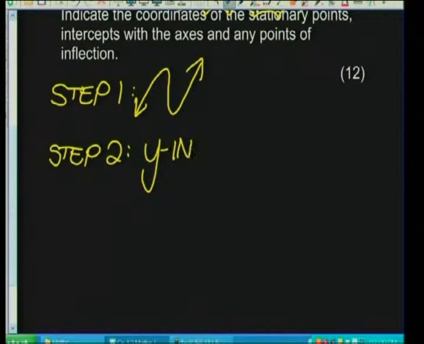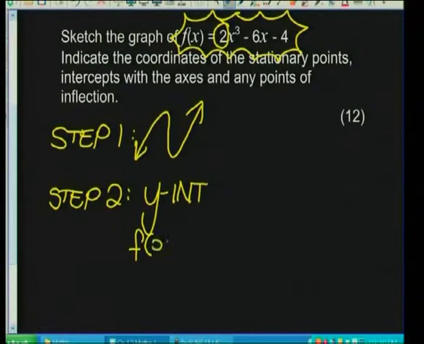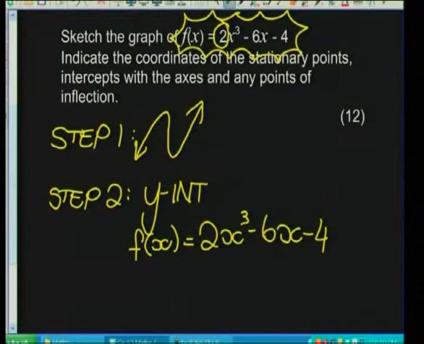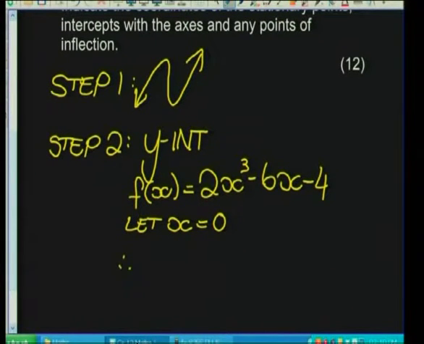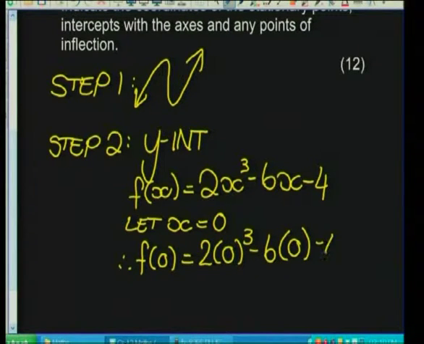Step 2. Let's work out in step 2 what our y-intercept is. Remember, with any function, when you're working out a y-intercept, we say let x equal 0. So if I take my f of x equation, f of x, which is equal to 2x cubed minus 6x minus 4, and we are going to let x equal 0. That's what we are doing to work out our y-intercept. So therefore what we've got is f of 0 is equal to 2 times 0 cubed minus 6 times 0 minus 4, and we land up with a y-intercept of negative 4. Okay, so step 1 and step 2 are relatively straightforward.